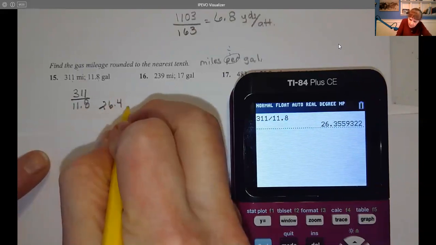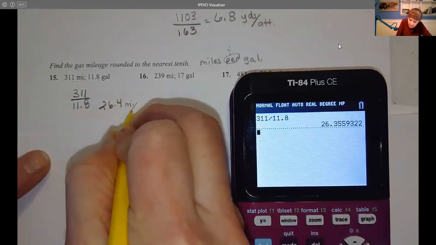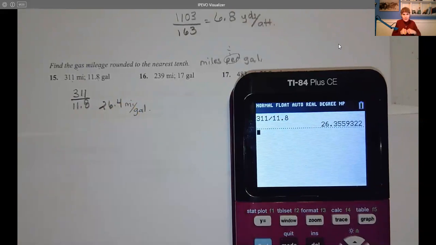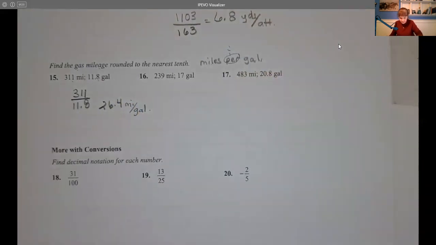Oh, and we should probably write miles per gallon. All right. Notice the symbol, miles per gallon. Notice that for the word per, we use a slash, which is used for division. It's a division symbol. Okay. All right. Perfect.